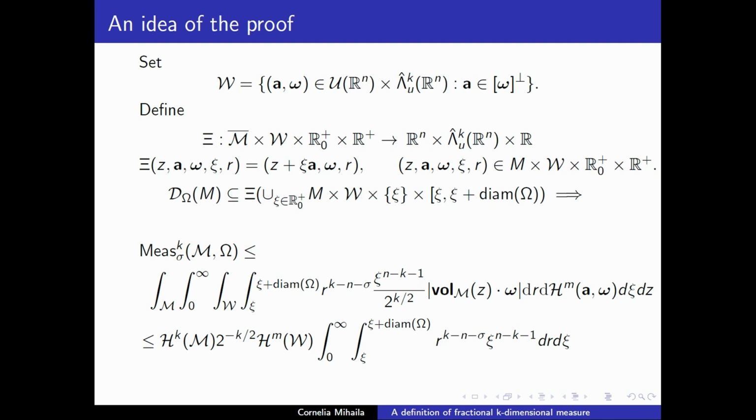An integral over M, which is a manifold. 0 to 1 also feels pretty good. W, a little weird, but okay. And a nice other integral for my R. And so we can immediately bound this.